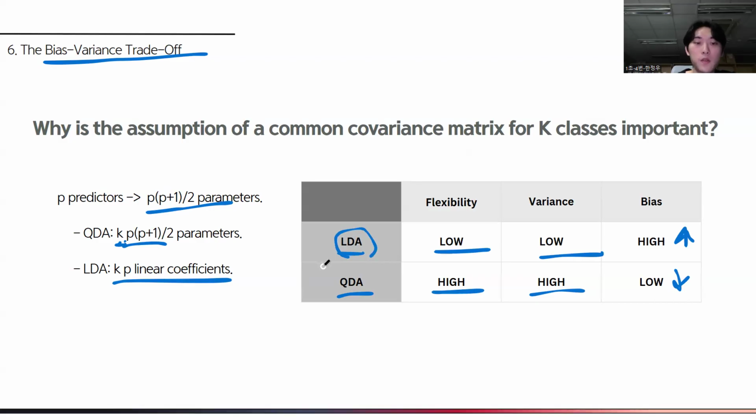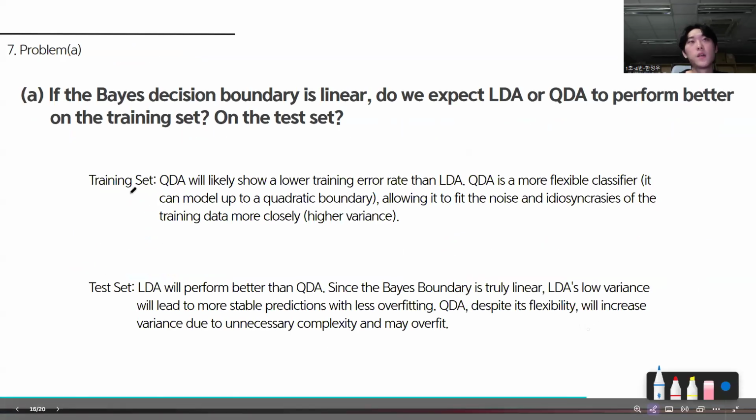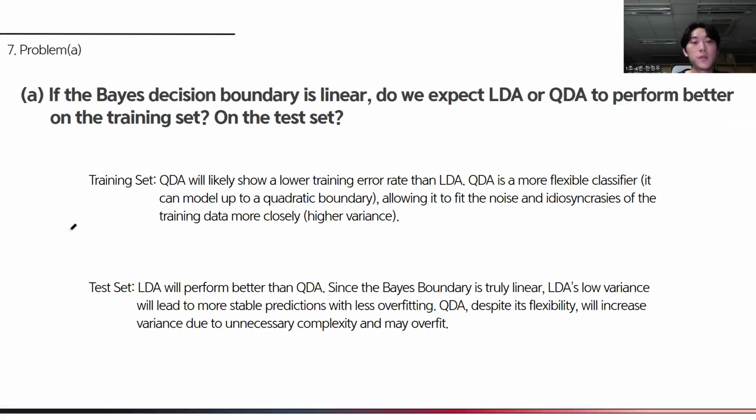LDA is favorable when the number of training observations is small and reducing variance is critical. QDA is favorable when the training set is very large or when the assumption of a common covariance across the K classes cannot be maintained. We can now solve the following problems using this concept. Problem A. The question is, if the Bayes decision boundary is linear, which model will exhibit better performance on the training set and the test set?